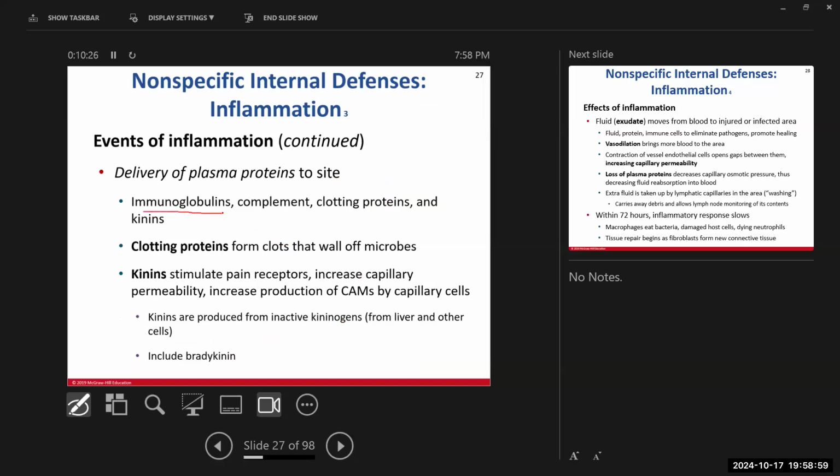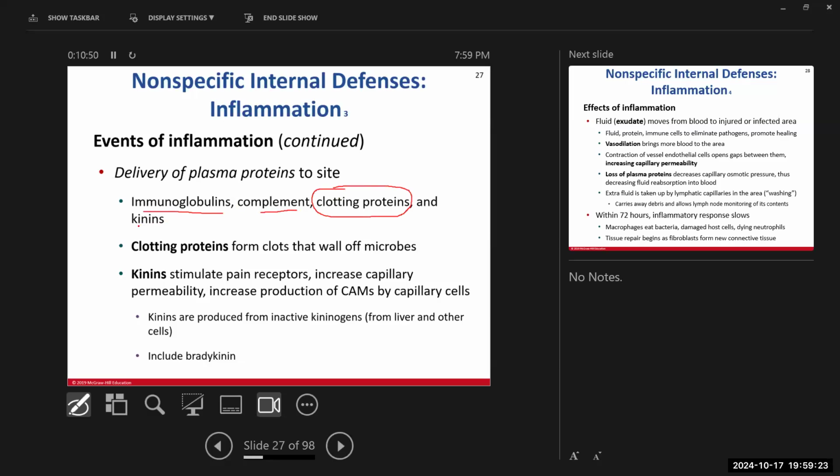Well, we love these guys. Those are your antibodies, immunoglobulin. We just learned about this stuff, complement. We're going to see how complement is going to help with the immune response there. And then back in chapter 18, our blood clotting proteins. So we got to clot up the bloodstream so we're not losing blood.